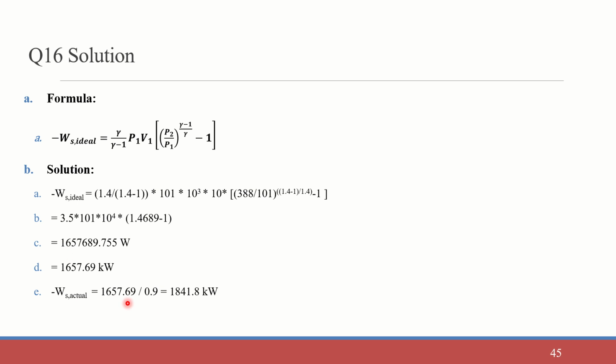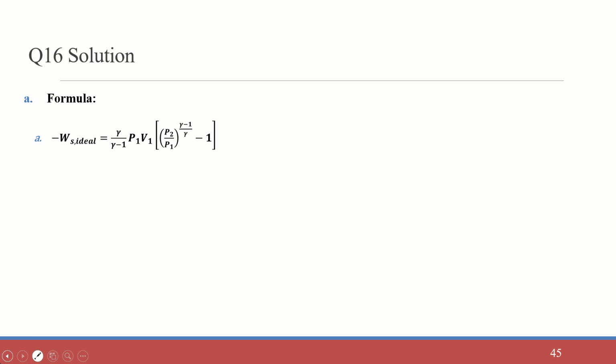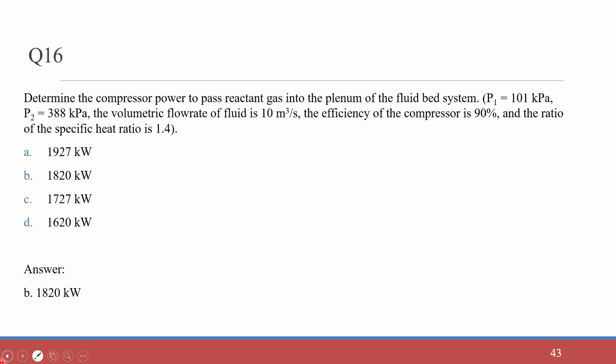It would be some numerical error from which I did. So if you calculate it correctly, you will be getting 1820 kilowatt, which is the right answer given in the question. So we are asked to determine the compressor power to pass the reactant gas into the plenum of the fluidized bed system. We have P1 is 101 kilopascal, P2 is 388 kilopascal, the volumetric flow rate is 10 meter cube per second, efficiency is 90%, and gamma is 1.4. The answer is 1820 kilowatt.